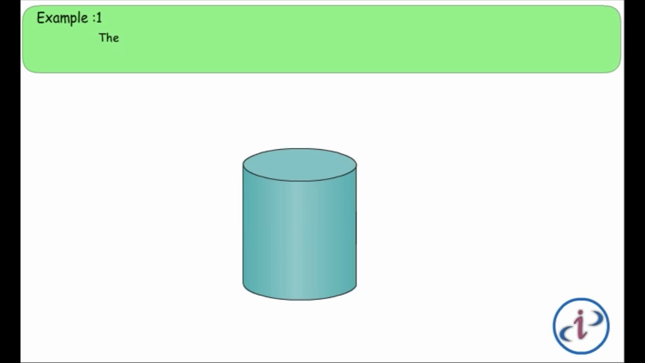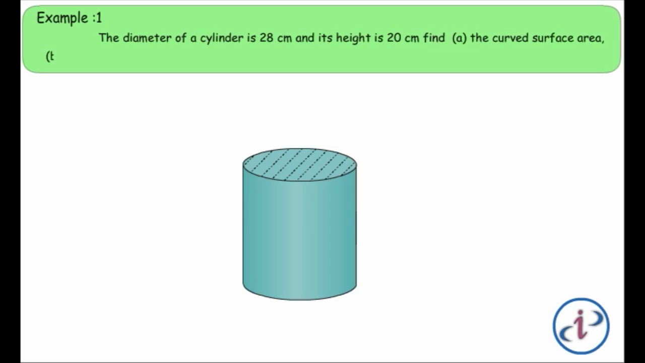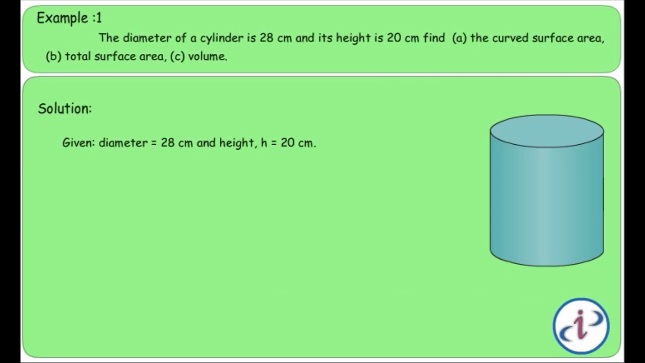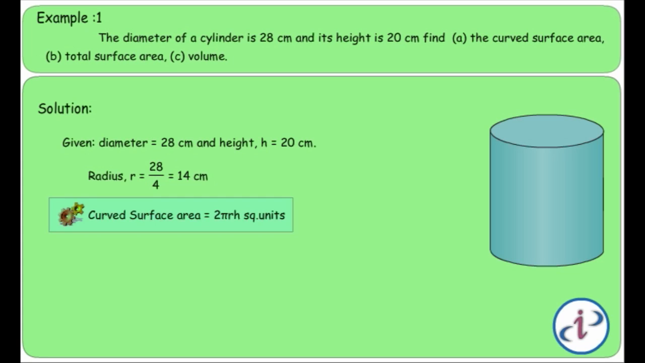Example 1. The diameter of a cylinder is 28 centimeters and its height is 20 centimeters. Find the curved surface area, total surface area and volume. Solution. Given that diameter is equal to 28 centimeters and height h is equal to 20 centimeters. Radius r is equal to 28 by 2 is equal to 14 centimeters. We know that curved surface area is equal to 2 pi r h square units. Substituting the values of r and h, we get 2 times 22 by 7 times 14 times 20.